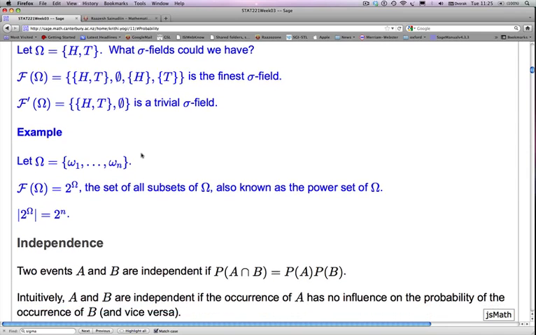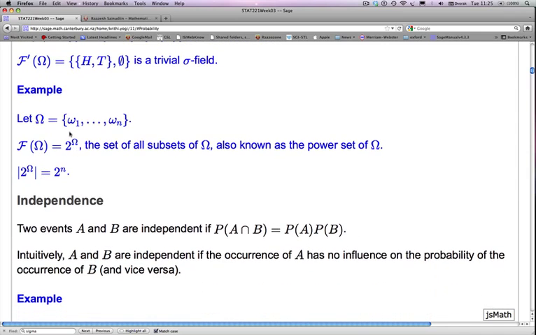Okay. Now here's another example. Let capital omega be little omega 1 up through little omega n. So you have n distinct outcomes. So generalizing the previous argument to any sample space with finitely many n outcomes, we have the sigma field. The finest sigma field is the power set of omega. So this is, remember, 2 to the omega from last week's material. It's the set of all subsets of omega. It's also known as the power set. And the size of this is 2 to the n. So there you go. There is always a finest sigma field you can define on a finite collection of outcomes.